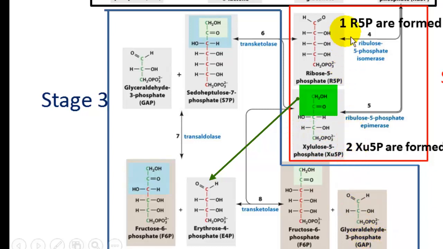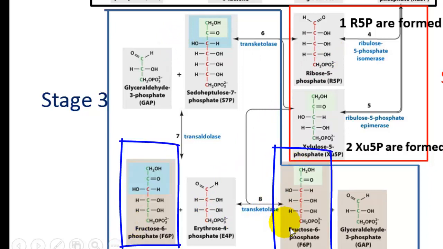So one of these ribose 5-phosphates reacts with one of these xylulose 5-phosphates, and then the leftover xylulose 5-phosphate reacts with erythrose 4-phosphate. And that completes stage 3 of the carbon-carbon rearrangement steps. The net products obtained are fructose 6-phosphate, 2 molecules, and 1 molecule of glyceraldehyde 3-phosphate.